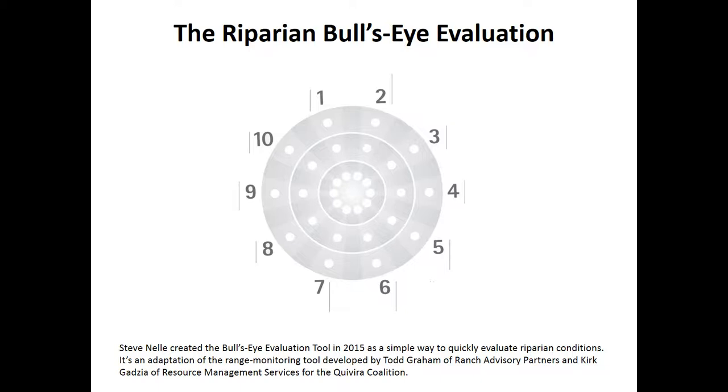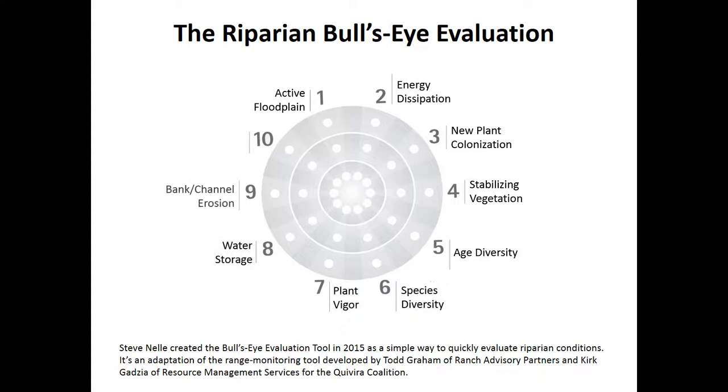Using the riparian bullseye evaluation found in the back of your Remarkable Riparian field guide, you can develop your eyes to see riparian areas for their function, and you can identify activities that may be hindering the natural riparian recovery process. Can you see these? Can you see the active floodplain, the energy dissipation, new plant colonization, stabilizing vegetation, age diversity? Can you see species diversity, plant vigor, water storage, bank and channel erosion, or sediment deposition?